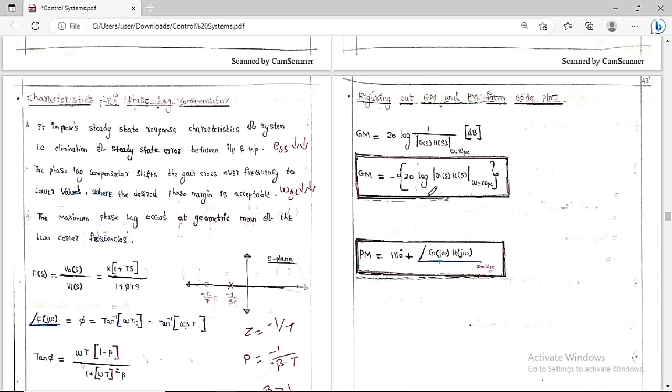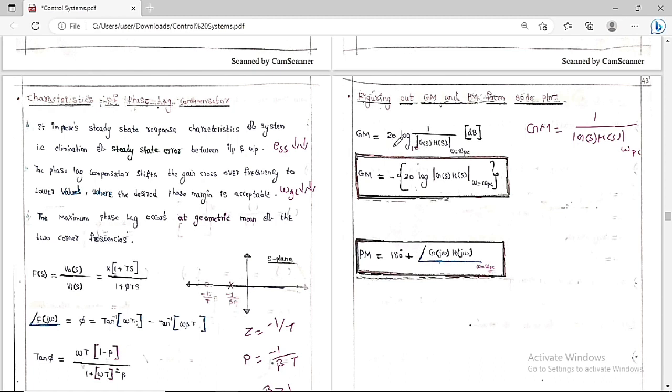So I already told you what a gain margin is. The formula: gain margin is equal to 1 by mod of G of S into H of S at omega PC. So gain margin in dB is nothing but 20 log of the gain margin, to base 10.